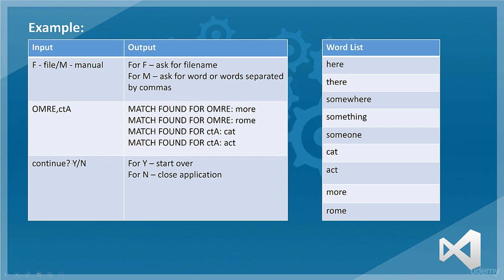And once we're done with that, then we say, do we want to continue? If we say yes, we start over the application. If we say no, then we close the application. So that's basically an example input and the example flow, if you will. In the next video, we'll be going over the algorithm and then the flowchart.